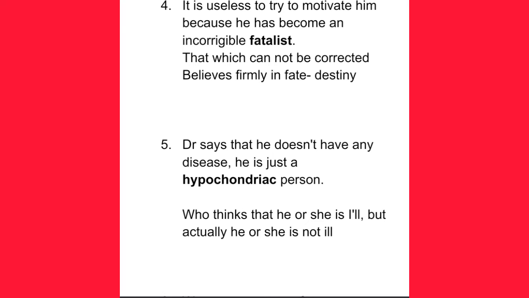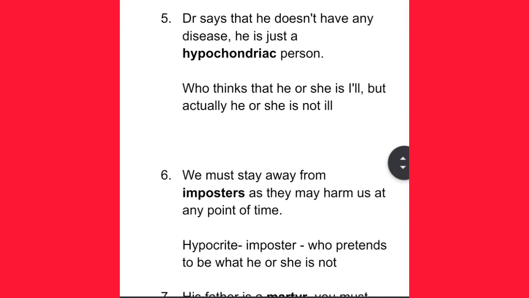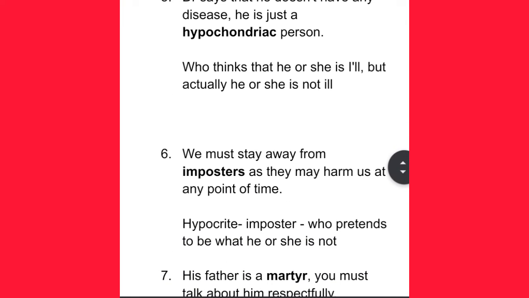If you refer to somebody as an incorrigible liar, that means that person is such a liar that he is not going to make any reforms anymore, so it will be totally useless to make efforts to change him. Fine. Next one is hypochondriac. Doctor says that he doesn't have any disease, he's just a hypochondriac person.